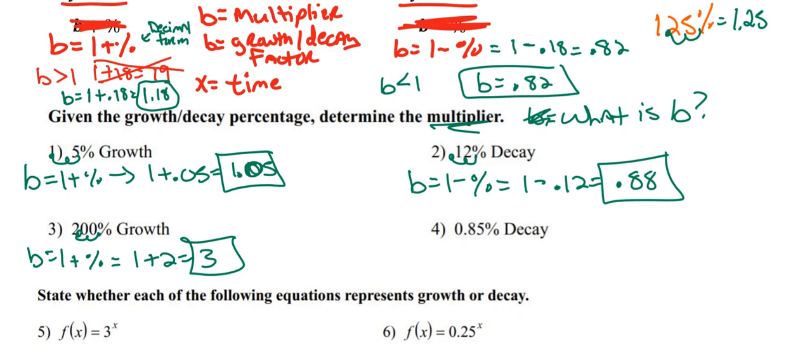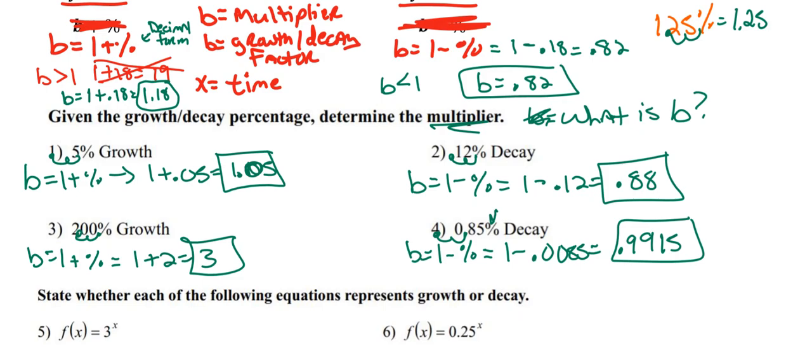And the last one is, again, decay. So it's going to be b equals 1 minus the percent. That's going to be 1 minus, again, still 2 times to the left. It doesn't matter that it's already a decimal. If it's in percent form, you always have to go 2 times to the left. So 0.00, excuse me, 85. So when you subtract, it's going to be 0.9915.